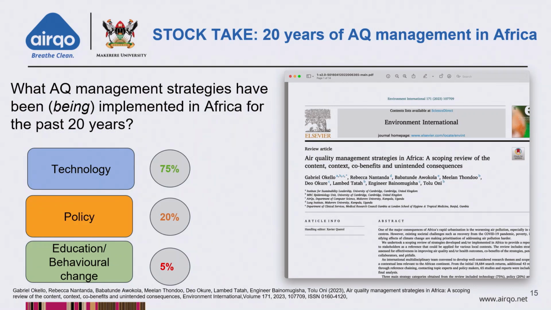So the strategies at the tail end, I mean kind of at action, maybe end of pipe. We found that for most of the strategies, technology was 75%, policy 20%, and education and behavioral change 5%. Of course, with the caveat that when it's technology, we are talking about the tail end. And over 80% of strategies were focused on indoor air quality.